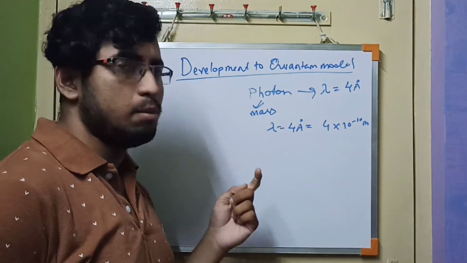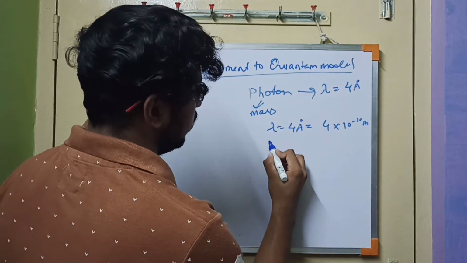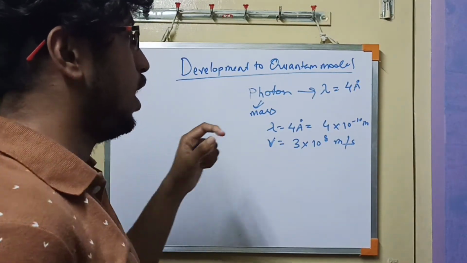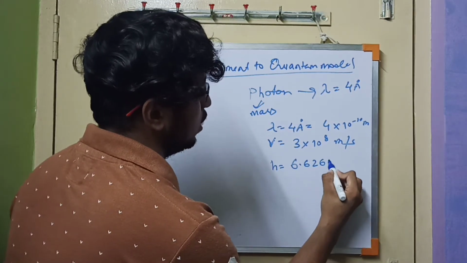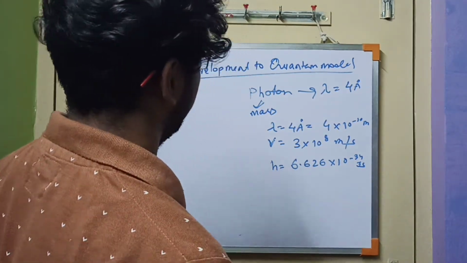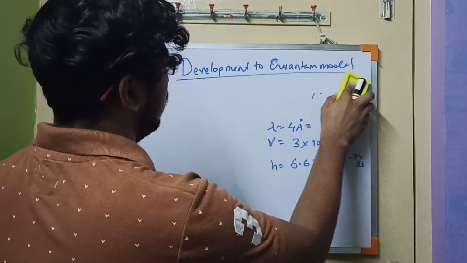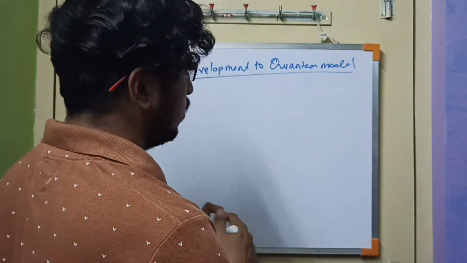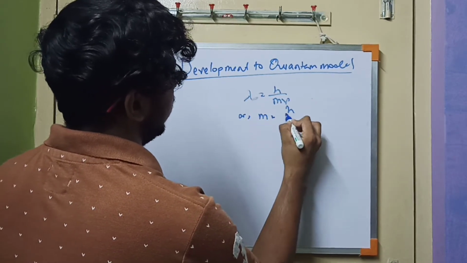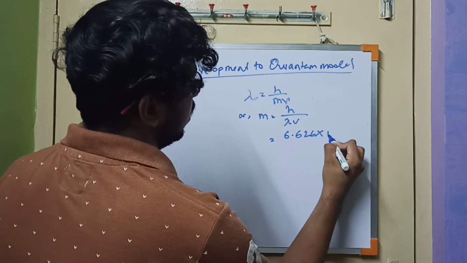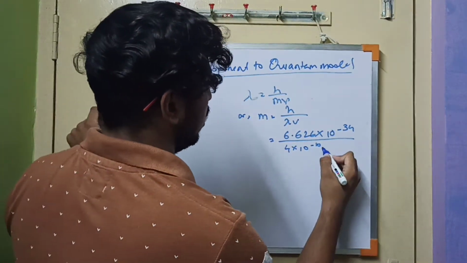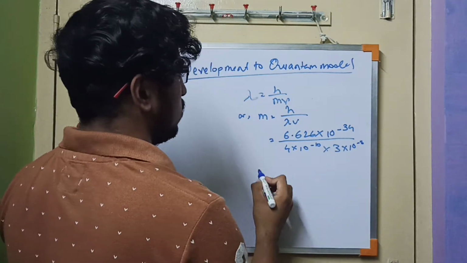We are calculating in SI units. So we have to take the velocity as 3 into 10 to the power 8 meter per second, and h, the Planck's constant, as 6.626 into 10 to the power minus 34 joule second. Later we will learn where the joule comes from. Now if we calculate, lambda equals h by mv, so m equals h by lambda v, or 6.626 into 10 to the power minus 34 over 4 into 10 to the power minus 10 in the denominator, times the velocity 3 into 10 to the power 8 meter per second.